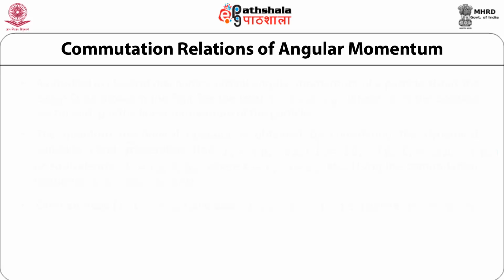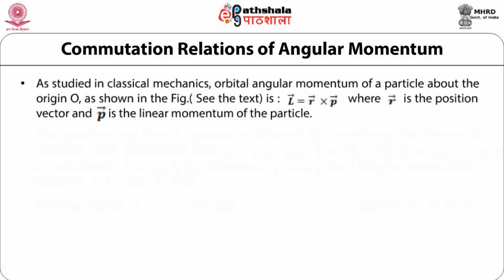Now, according to classical mechanics, the orbital angular momentum of a particle about the origin O is defined as the angular momentum vector L equal to the cross product of the vector r and the vector p, where the vector r is the position vector and the vector p is the linear momentum vector of the particle.